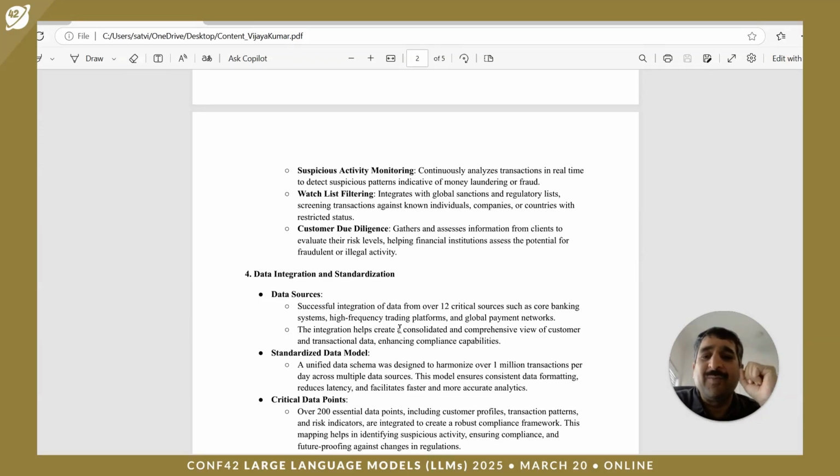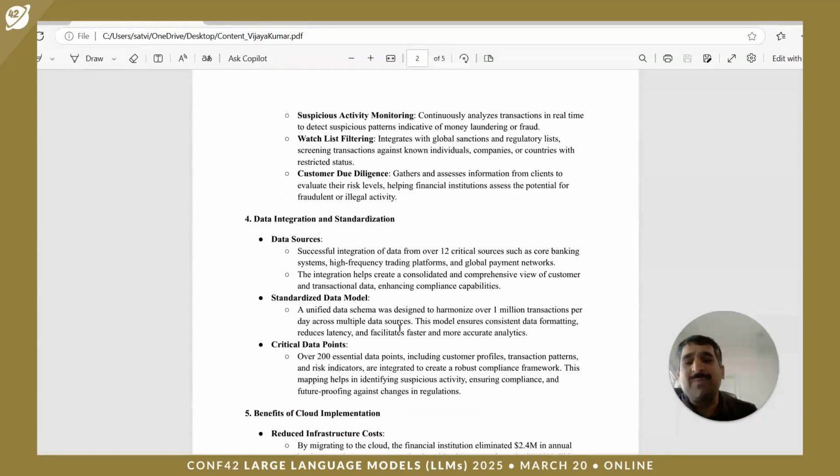Now, obviously, to do all of this we need data. That's where we first focus on data integration and standardization. Data sources: for any investigation, we need data. That's what we call data sources. There was successful integration of data from over 12 critical sources such as core banking systems, high frequency trading platforms, and global payment networks. The integration helps to create a consolidated, comprehensive view of customer and transactional data, enhancing compliance capabilities.